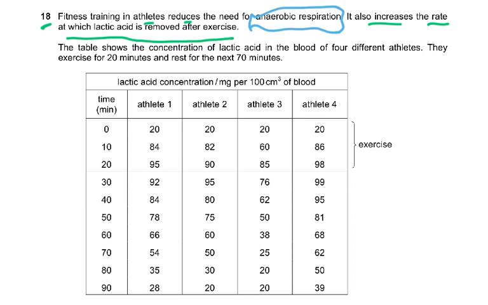The table shows the concentration of lactic acid in the blood of 4 different athletes. They exercise for 20 minutes and rest. Now, how did I figure this out? I looked at it and I said, okay, which has the least lactic acid? The lactic acid concentration was the least here, 85. So that is 3, and after that it was 90, so 2, and then it was 95, so that was 1, and then 98, that was 4. So 3, 2, 1, 4.